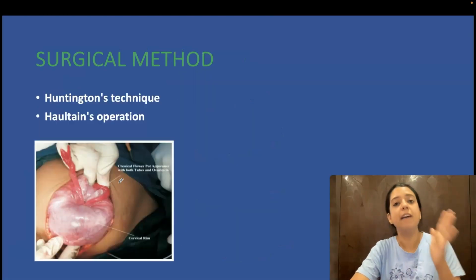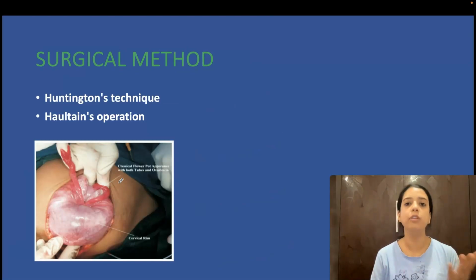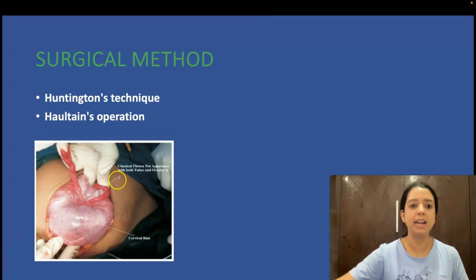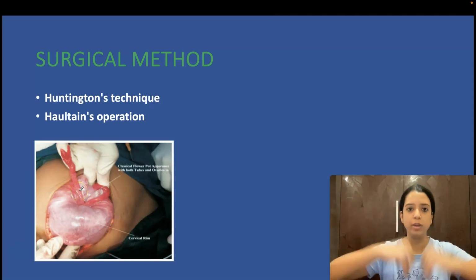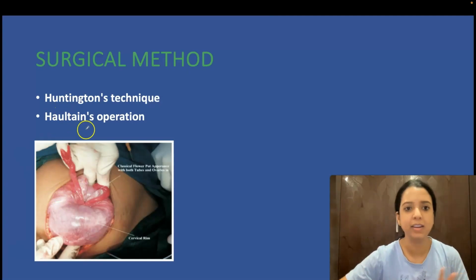If these methods have failed, even under general anesthesia, if Johnson's method has failed, you go for a surgical method. Means you do a laparotomy and you see something like this. Can you see the uterus going inside? Can you see the fallopian tubes going inside? So that's what you see. So there are 2 methods. You don't need to know the detail. Just remember Huntington's and Haultain's operation.